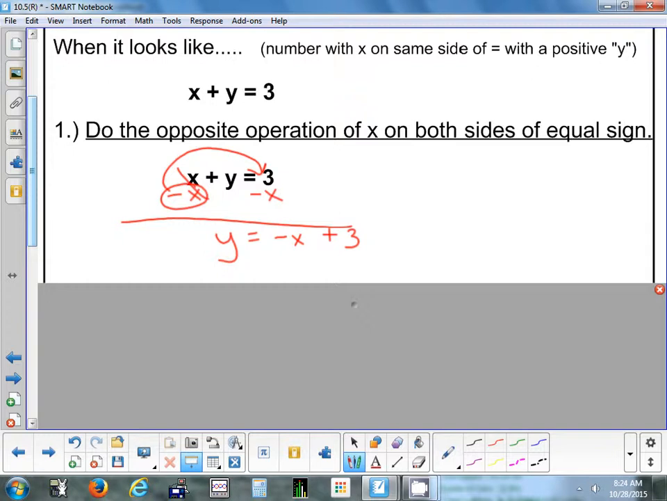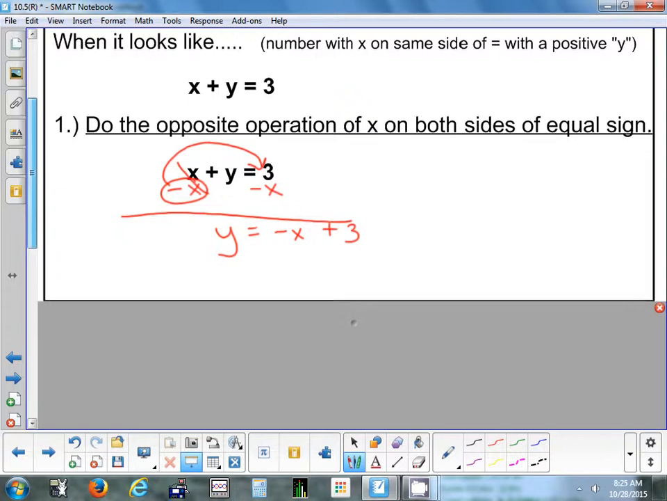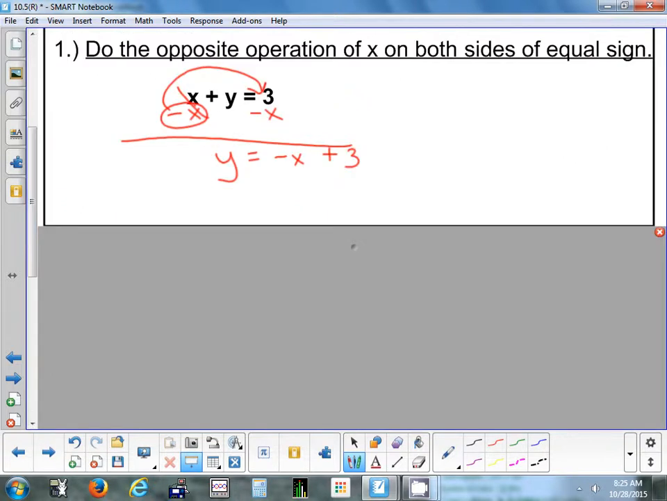All right? So when we have something like that, y is positive. There's nothing attached to the y. There's no coefficient or anything like that. That's all you would have to do to get something like that ready to graph. That's the format we want. It's all set to graph. All right? Now, that was only one step to get it ready to graph.